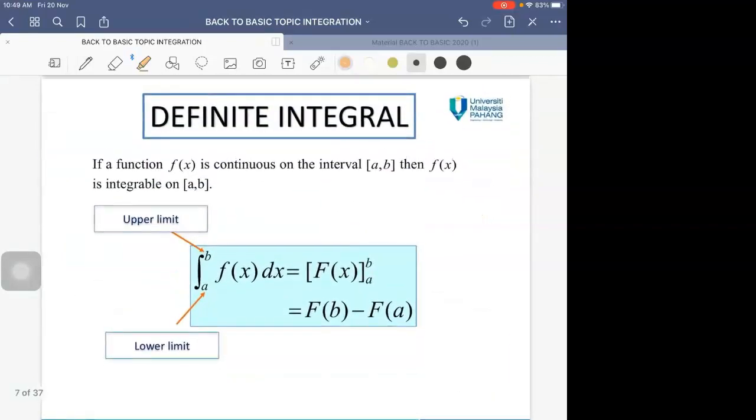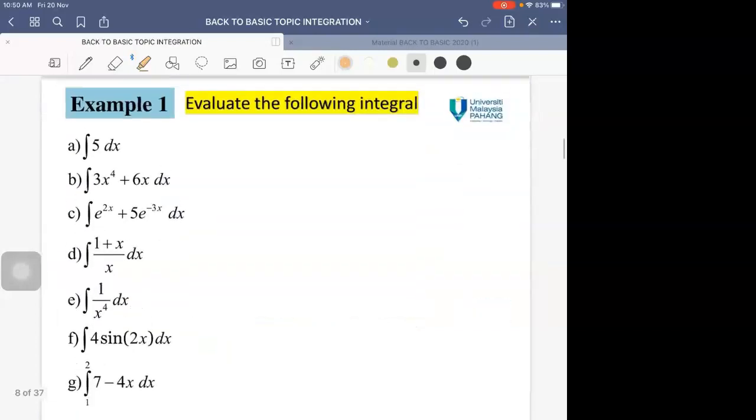What I showed is an indefinite integral, if you don't have the lower and upper limit. However, if you have lower and upper limits, you must insert the limits. Remember, this is our upper limit. Normally, the upper limit has a value bigger than the lower limit. Then you insert the upper limit first and then you minus the lower limit. We will look at an example.